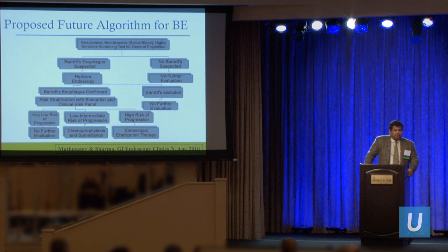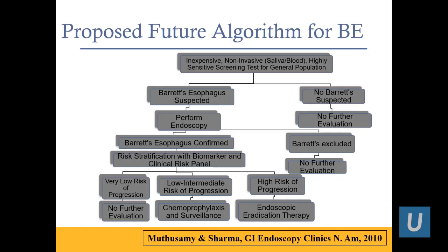And if you're confirmed, we'll hopefully stratify you based on some biomarker panel, which we don't have, or a clinical risk panel, which we also don't have. But if you were low risk, we could tell you to forget about it. If you were high risk, we'd proceed to endoscopic eradication therapy. And if you're intermediate, we'd do chemoprophylaxis or surveillance.